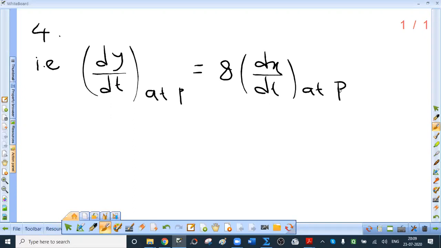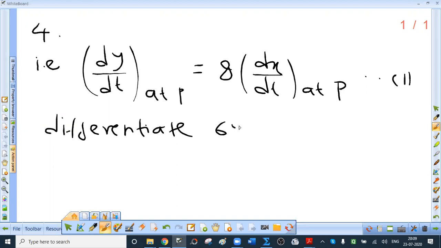This is not at all difficult. Today's sums are just A or B group sums, not difficult sums. So this is number 1. Now differentiate the given relation. Write down 6y equal to x cube plus 2 with respect to t.